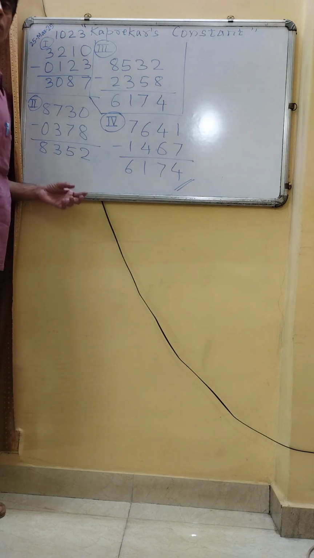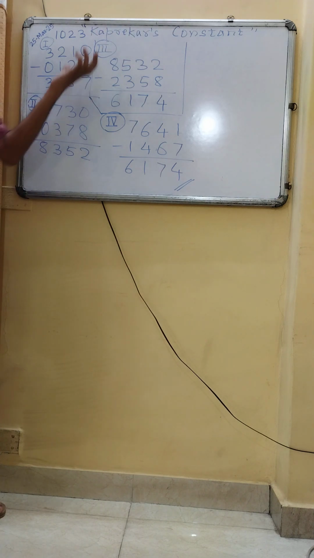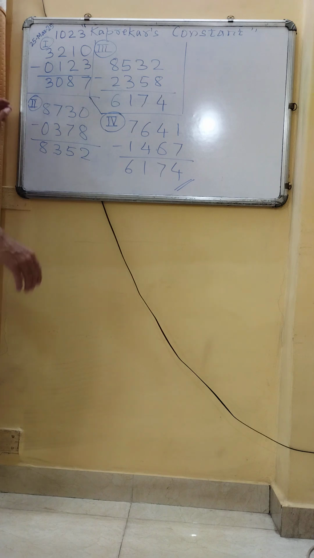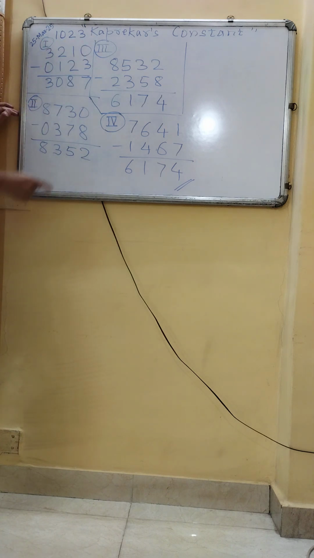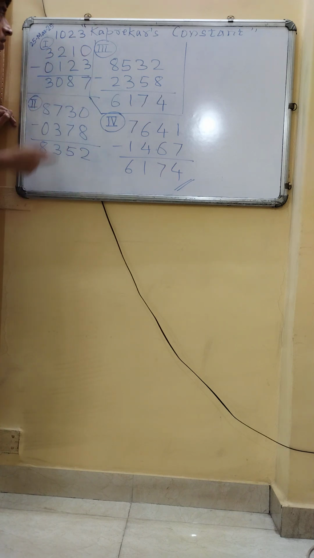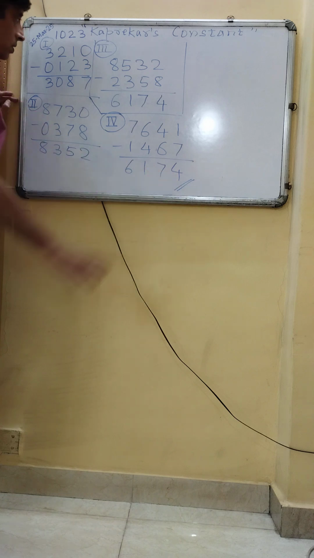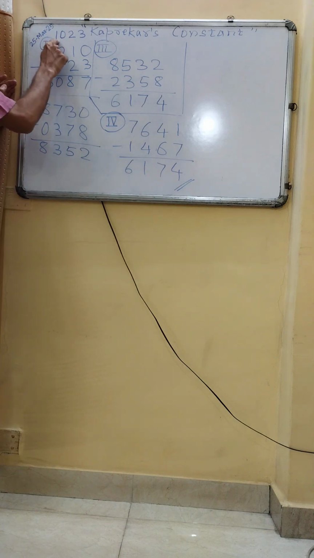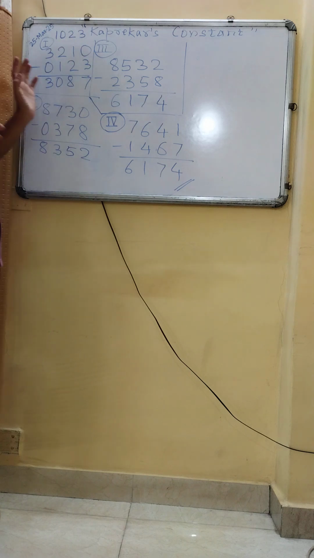Hello friends, today we are going to learn about Kaprekar's constant. What is Kaprekar's constant? If you take any 4-digit number and arrange its digits in descending order, and from that number you subtract the ascending order of this number, then you will ultimately get the number 6174. The condition for this number is that at least one digit should be different.